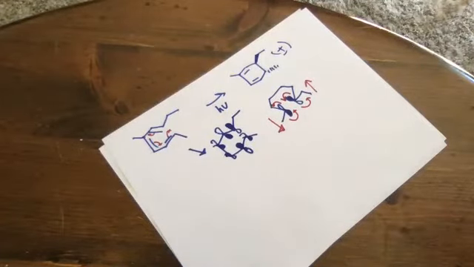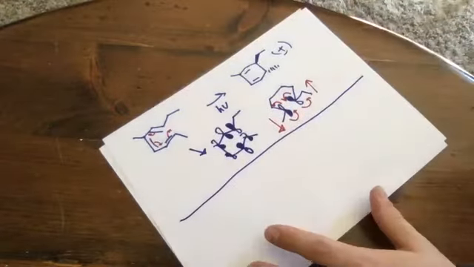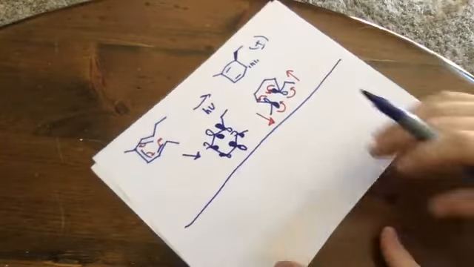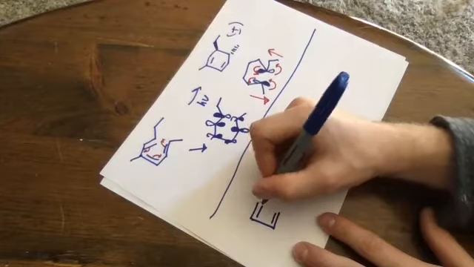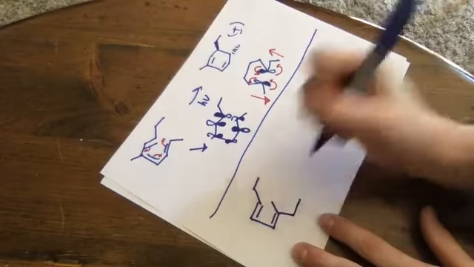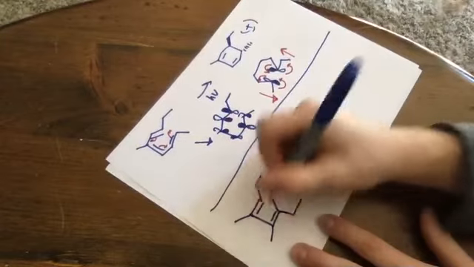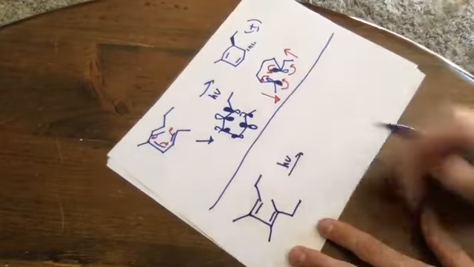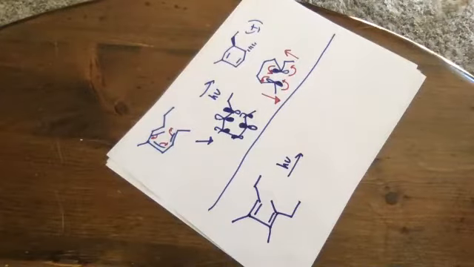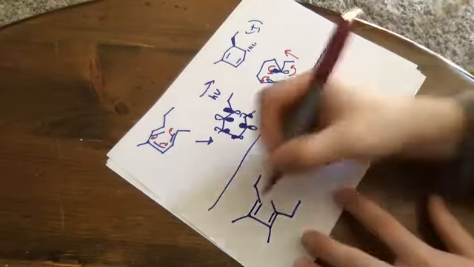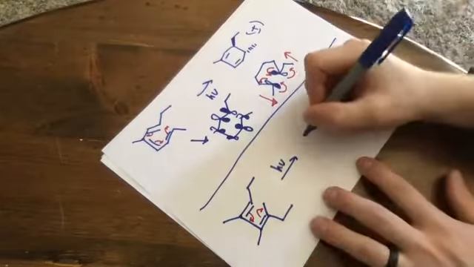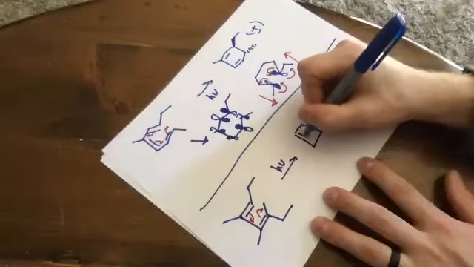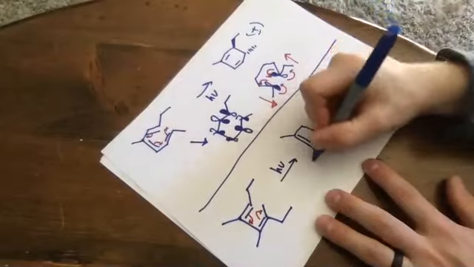Okay, last one. We've got a 4-membered ring with multiple substituents on it. We're using light. We have 2 double bonds, which means we're going to make a 4-membered ring. Got these 2 methyls on it. Let's draw out our orbitals.